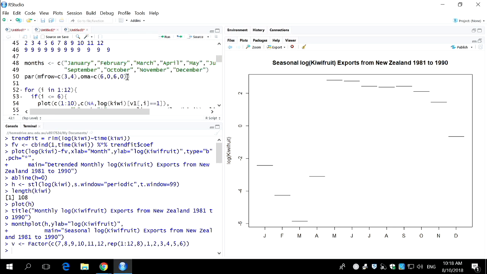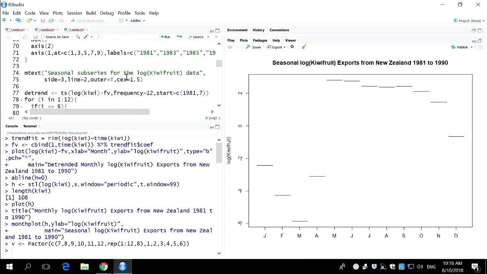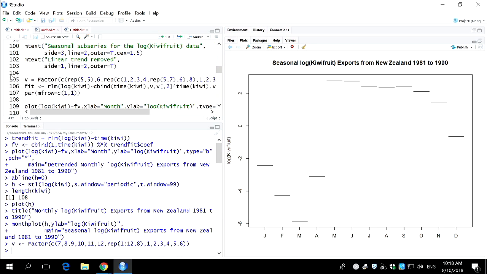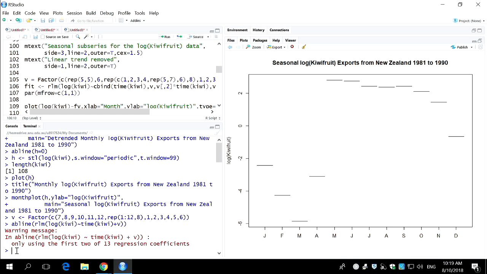And then you can actually fit it. So we'll just go down here and fit it. That's a bit more complex. So let's go ahead and fit it. So this is model 1. We've got rlm of log kiwi tilde time kiwi, so that's your linear term, plus V. That's your seasonal term.